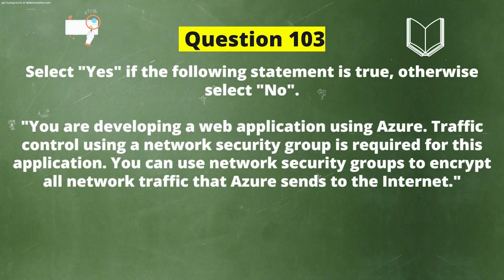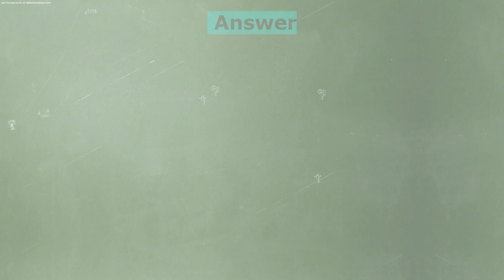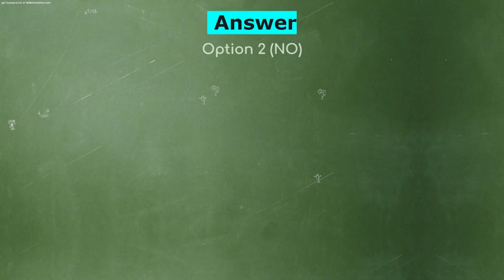Next question. Select yes if the following statement is true. Otherwise, select no. You are developing a web application using Azure. Traffic control using a network security group is required for this application. You can use network security groups to encrypt all network traffic that Azure sends to the internet. Is it yes or no? And the correct answer is no.